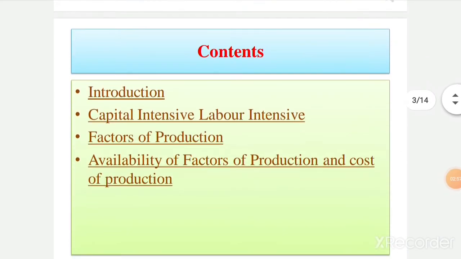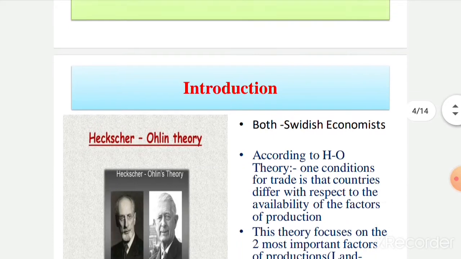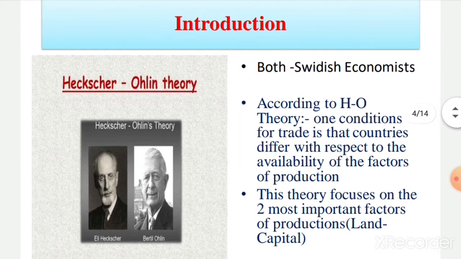See the next slide, the content of today's topic: introduction, capital intensive, labor intensive, techniques, factors of production, availability of factors of production, and cost of production. If you see the introduction, it is a very clear slide. Heckscher and Ohlin both proposed this theory, and both belong to Sweden, being Swedish economists.